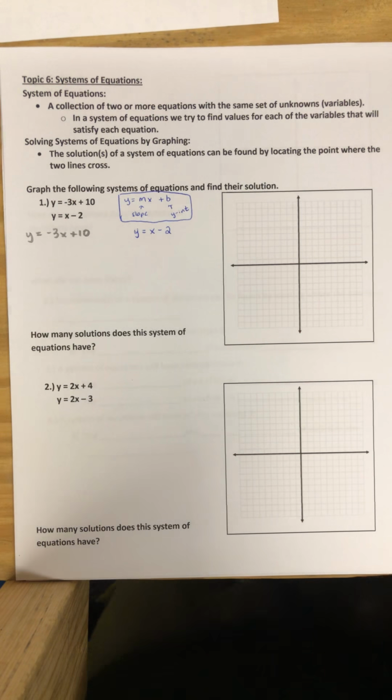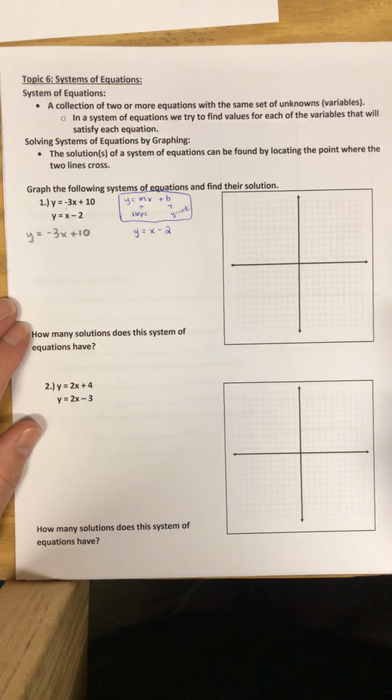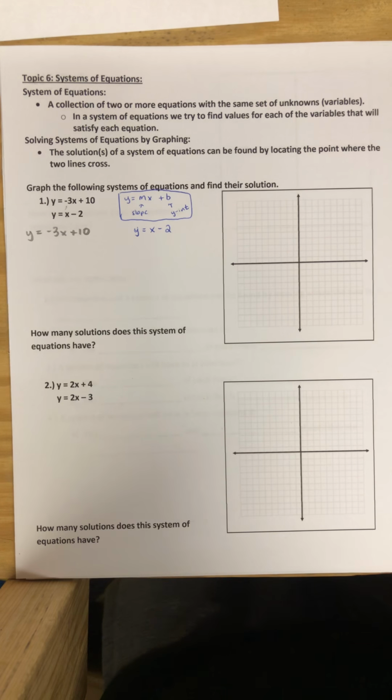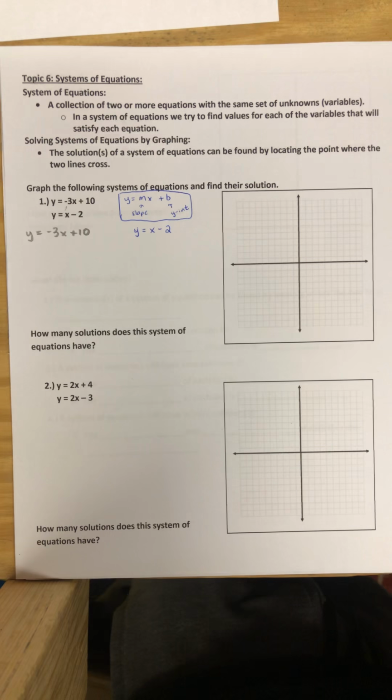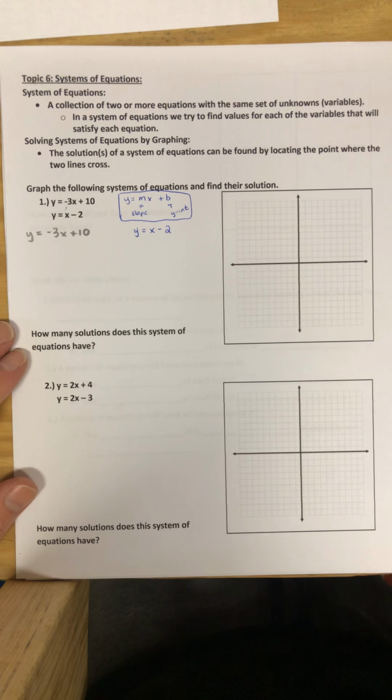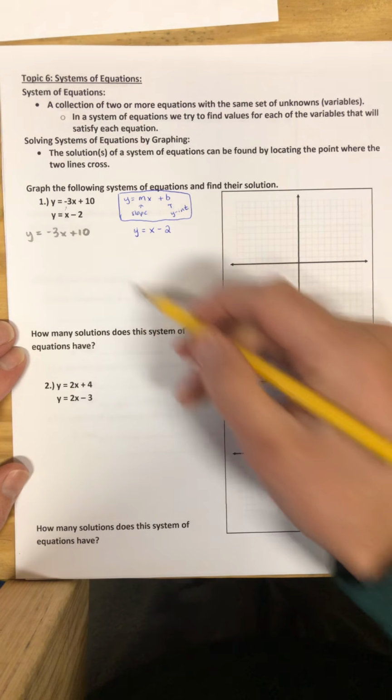Okay, so essentially we're just going to take each of these equations, y equals negative 3x plus 10 and y equals x minus 2, and we're going to put both of them on this one graph. So what we first need to remind ourselves is, how do you graph? Remember, you start at the y-intercept. If we look at the first equation, y equals negative 3x plus 10, our y-intercept is 10. This is where we start. You start your graph at 10.